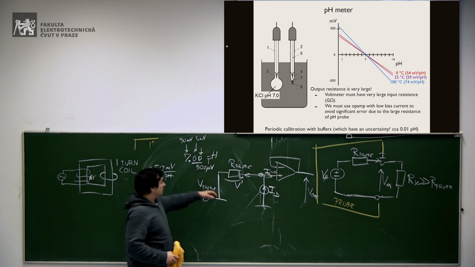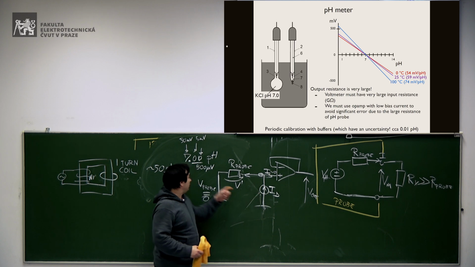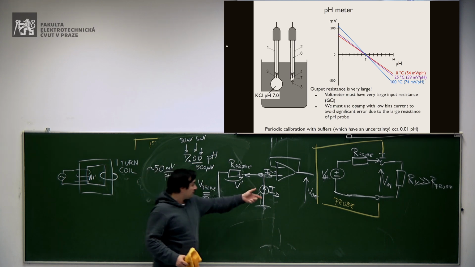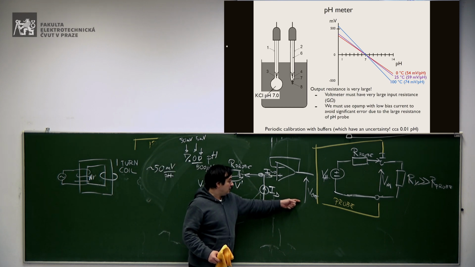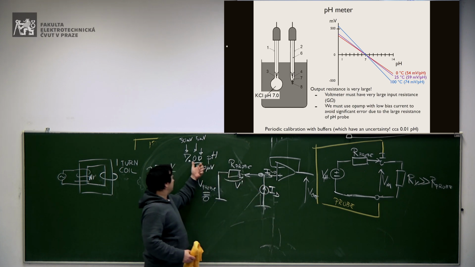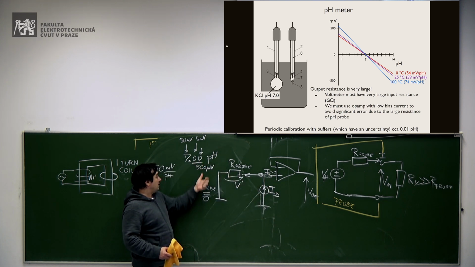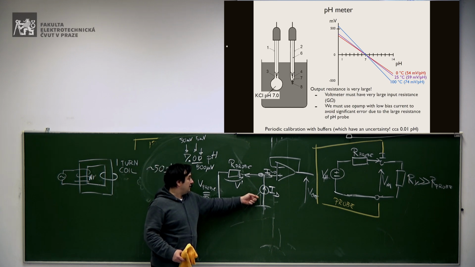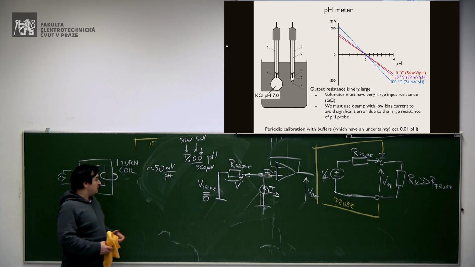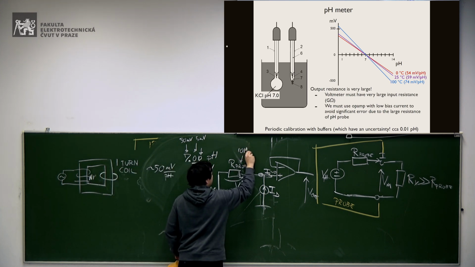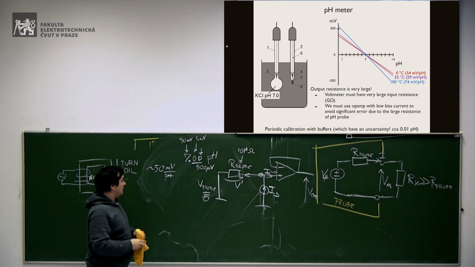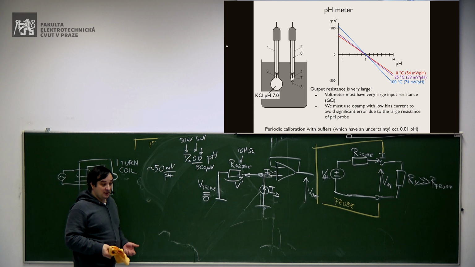Now, if you want the change in the output due to the bias current to be lower than 0.01 unit of pH, you have to choose a bias current that is in the order of femtoamperes. Just think that you have here, I don't know, 10 megaohms. You have 10 to the minus 10 to the 7th divided by 5 times 10 to the 6th. So you just go in the order of femtoamperes.